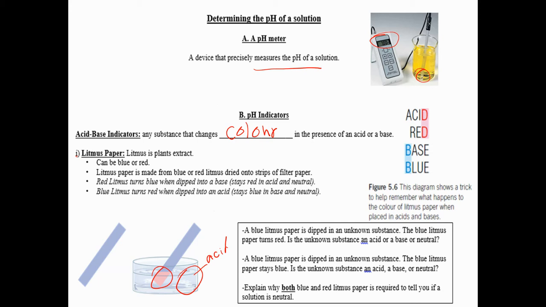And the reason why is because let's say you have a neutral solution. The blue litmus paper will stay blue in it, and the red litmus paper will stay red in it. If the blue litmus paper stayed blue in something, you can't right away say it's neutral because it could be a base, because blue stays blue in a base. And if the red stayed red in something, you can't say it's neutral right away because red stays red in an acid. So what you need to do is test your substances out with 2 pieces of litmus paper, one red, one blue, and see what happens.